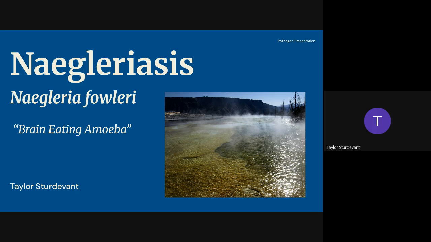Naegleria fowleri is known as the brain-eating amoeba. It can also be shown in shorthand as N. fowleri. Naegleriasis is a group of amoebas that live in the fresh water. Specifically, N. fowleri is the only brain-eating amoeba in the Naegleriasis group.